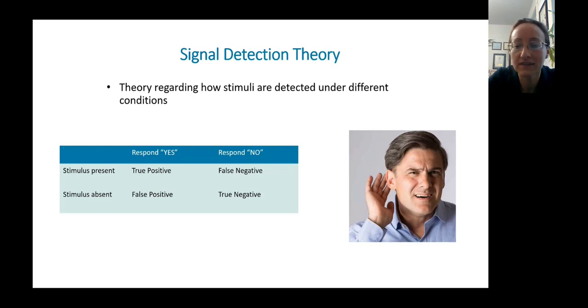We have this in, let's say, medical tests. Let's say you're being tested for COVID. Well, your test could correctly detect that you actually have COVID, but it could say that you don't have it when you really do. And it could say that you have COVID when you really don't. And that would be a false positive.